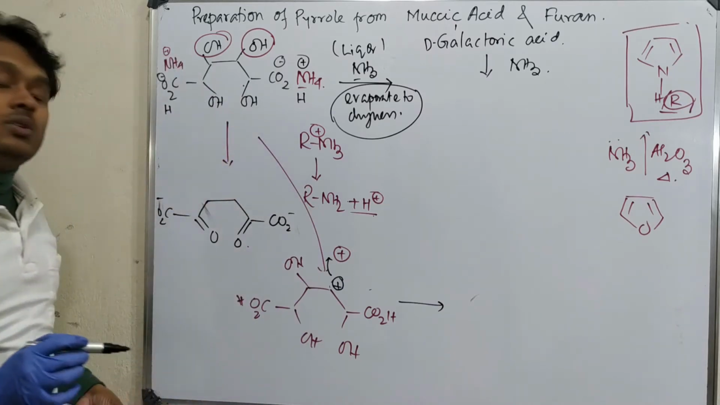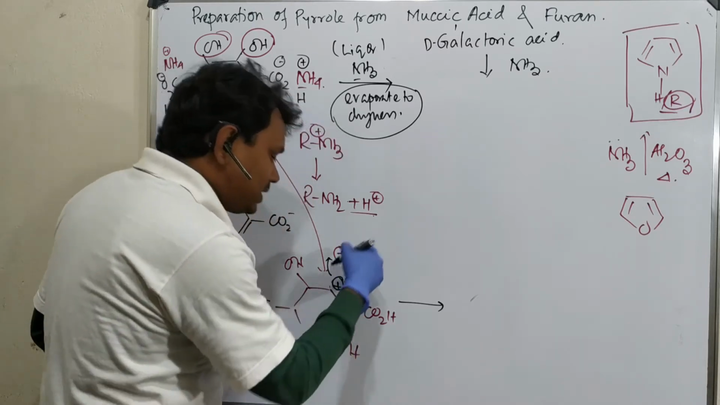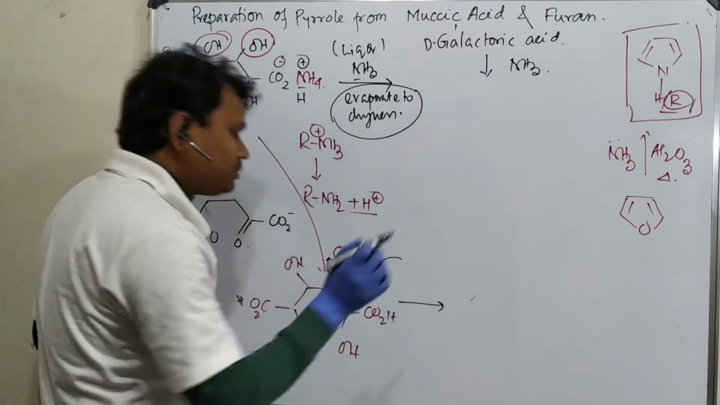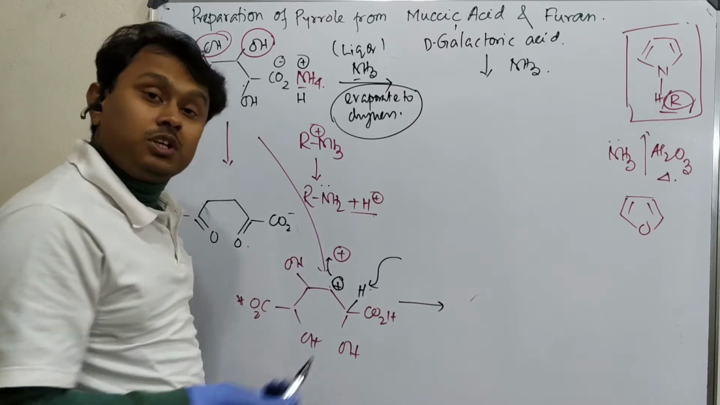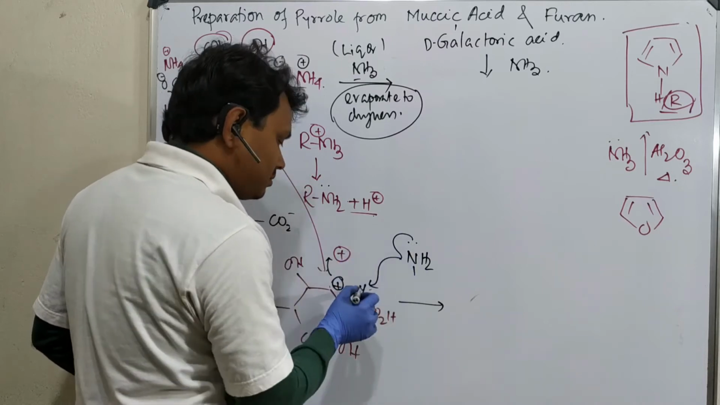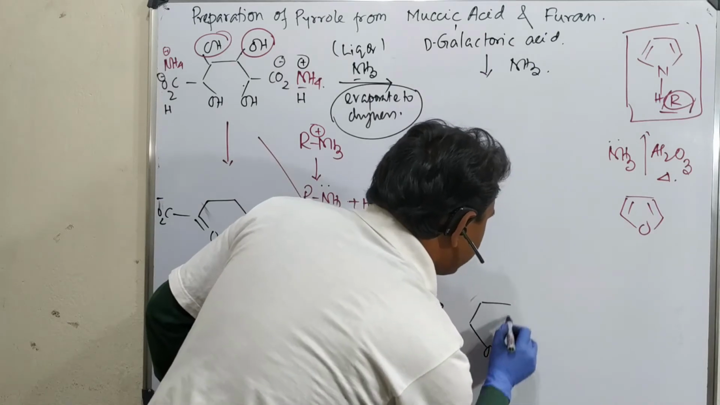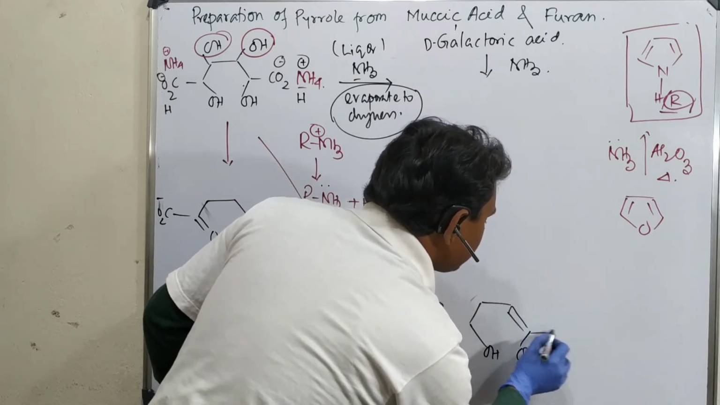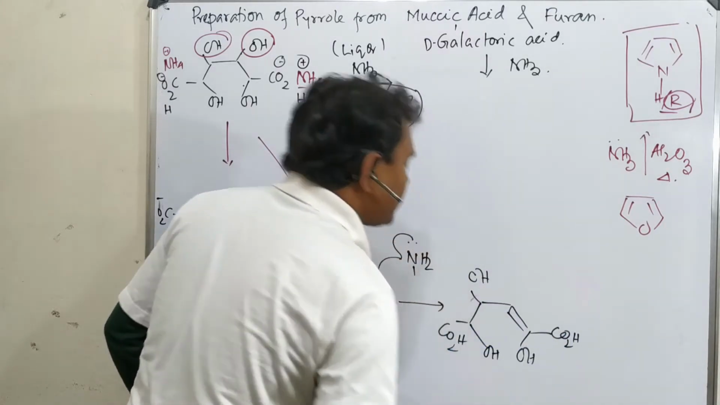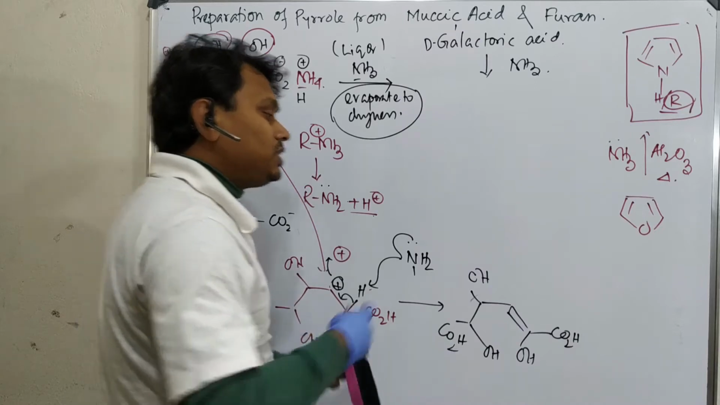If so, then the OH is eliminated, so from the nearby carbon this proton will be eliminated. Who can do this job? The ammonia molecule is there, so this nitrogen can do the elimination. What will result? A double bond: OH, OH, double bond, CO2H, here OH, here CO2H. See, this is actually an enol, so instantly it will rearrange to the corresponding keto isomer.